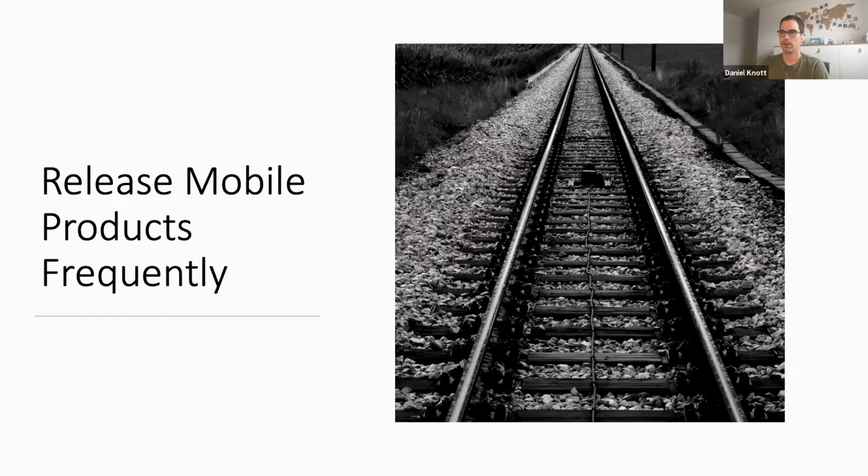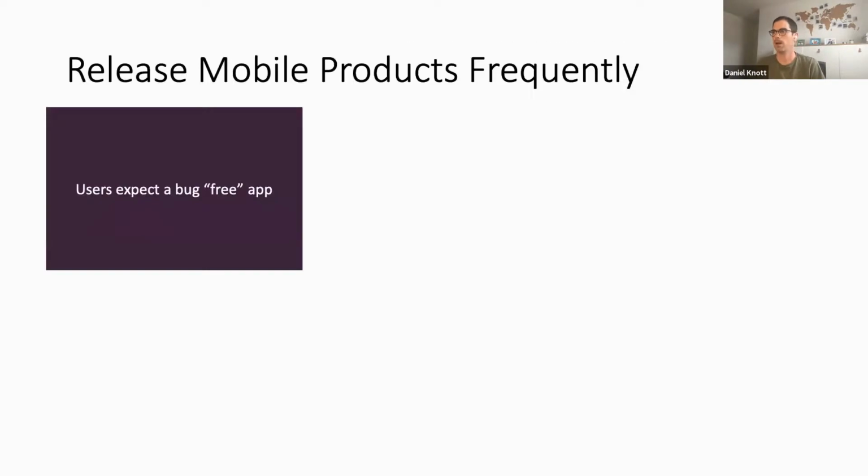Okay, let's talk about releasing mobile products more frequently. As I said earlier, mobile users expect high quality apps, and they also expect frequent release cycles, right? They always expect an app to be less buggy and less error prone and stuff like that. So companies really need to see how they can release more often.